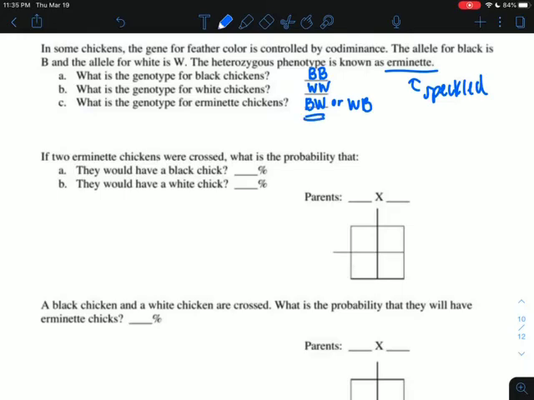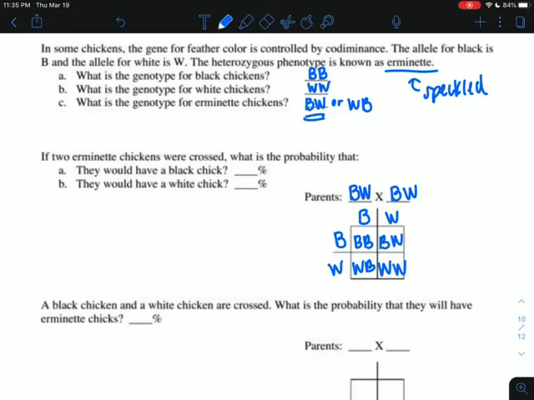Okay. Now, the second question says, if 2 ermatitti or speckled chickens were crossed, what is the probability that? Pause. Before I even get to the rest of the question here, I'm going to do the Punnett square, right? So it says, my parents are these 2 ermatitti chickens. So you're going to have a black-white speckled chicken mixed with a black-white speckled chicken. So I fill it out. I take that first parent, BW, second parent, BW. Right, if I follow through with my Punnett square here.